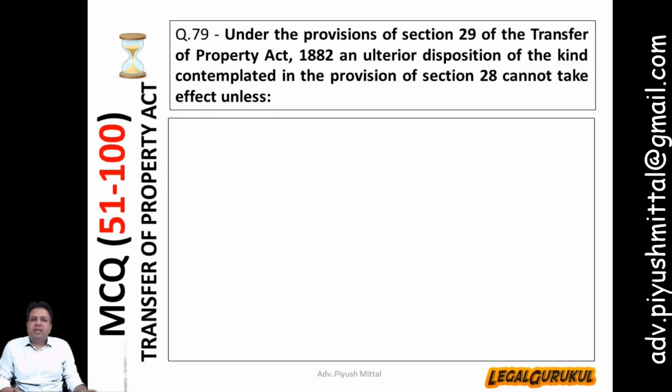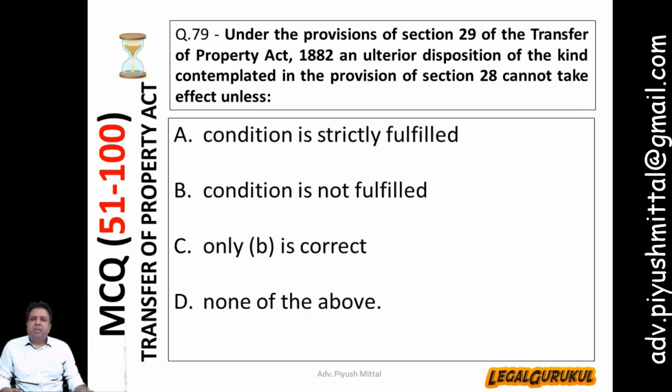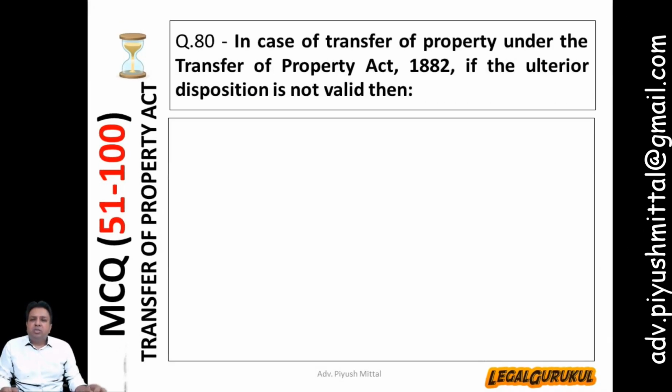Question number 79. Under the provision of section 29 of the Transfer of Property Act, an ulterior disposition of the kind contemplated in the provision of section 28 cannot take effect unless A, condition is strictly fulfilled, B, condition is not fulfilled, C, only B is correct, D, none of the above. And the correct answer is A, condition is strictly fulfilled.